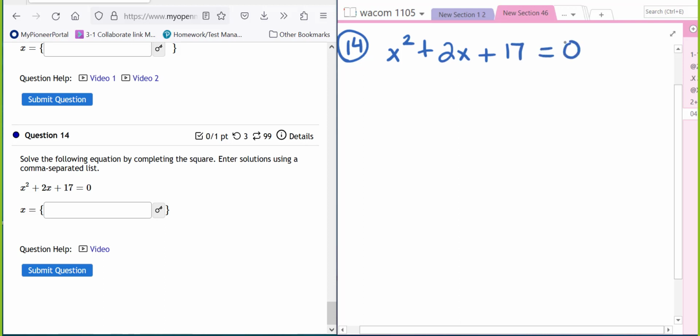All right, so this one has a leading coefficient of 1, so that's good. We need to get the x terms on the same side and nothing else over here. So we're going to move that 17, so it'll be minus 17 over here. We're going to take a half times 2, which is 1, square it, and it's still 1. So we're going to add 1 to both sides. This will factor.